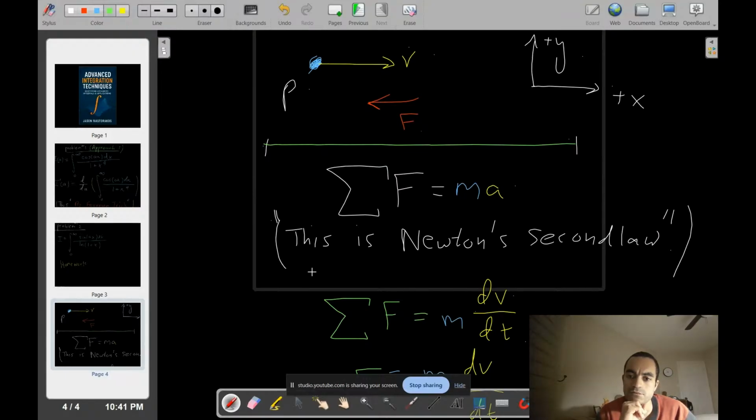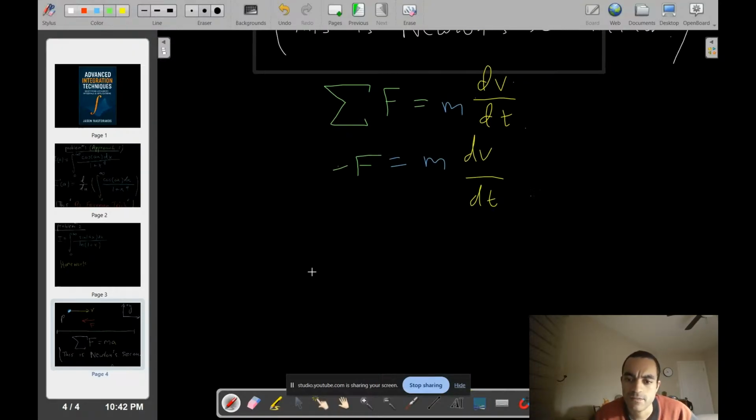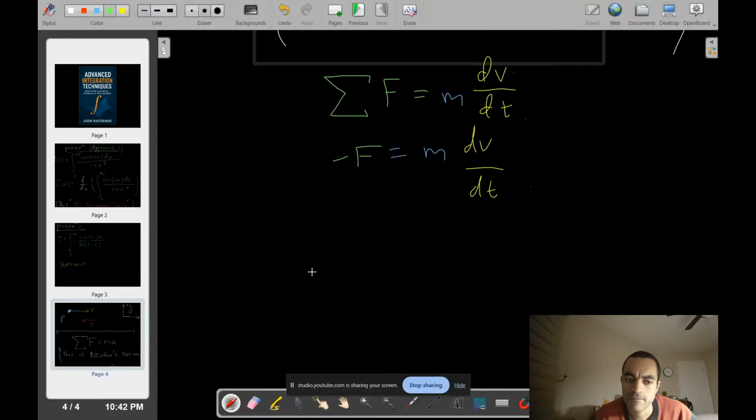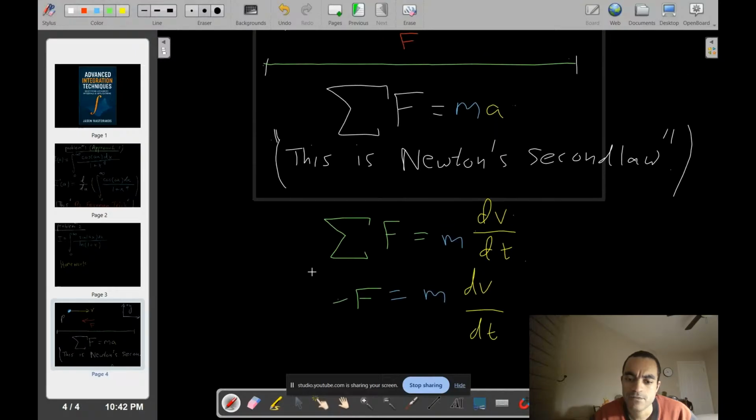Then there's zero acceleration going to the right, and the only force applying is from the right. If it's a constant velocity, zero acceleration means zero force from the left. Yeah, so this is fine. So negative F equals m dv/dt. Okay, this is what we've got.